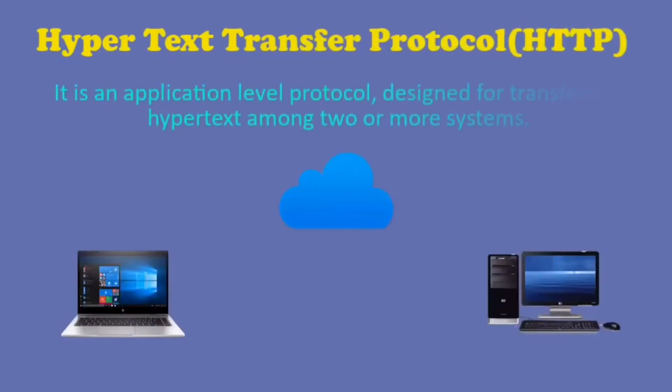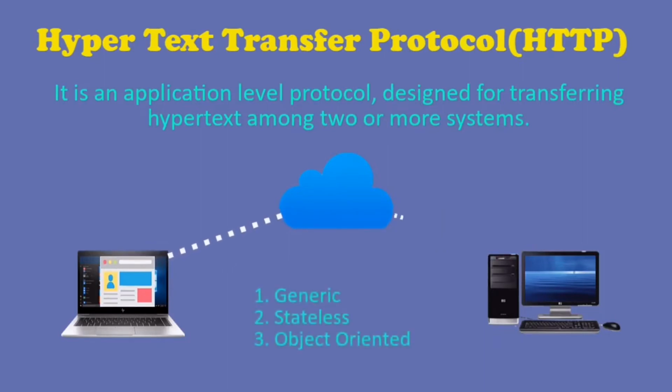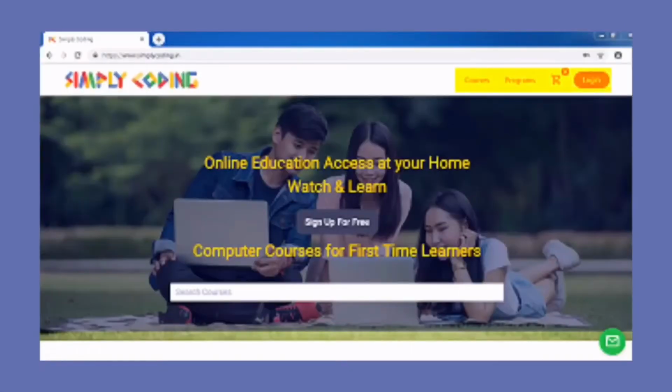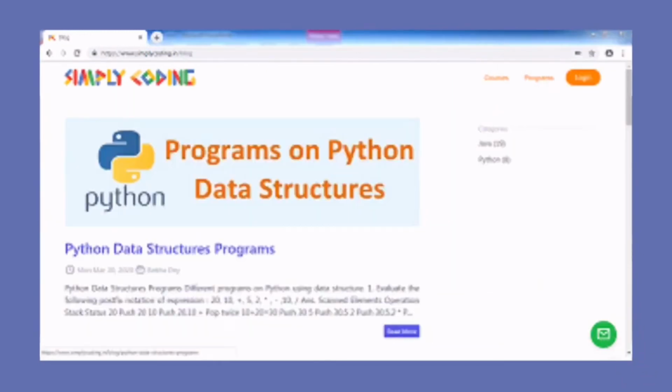Next is Hypertext Transfer Protocol or HTTP. It is an application-level protocol designed for transferring a hypertext among two or more systems. It is a generic, stateless, object-oriented protocol which can be used for many tasks. It is the basis for data communication for World Wide Web, where we have documents or web pages with hyperlinks to other web pages or resources which a user can access with a mouse click.